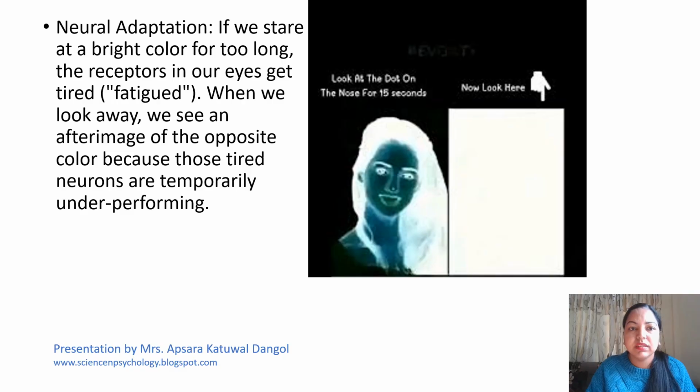In the physiological cause, the other is neural adaptation. If you stare at a bright color for too long, the receptors in our eyes get tired, fatigued. So when we look away, we see the after-image of the opposite color because those tired neurons are temporarily underperforming. To prove this, look at this figure for a while, and then shift your gaze to this white paper. Now look at what happens. You feel like that image is perceived over here and you see a ghost face.